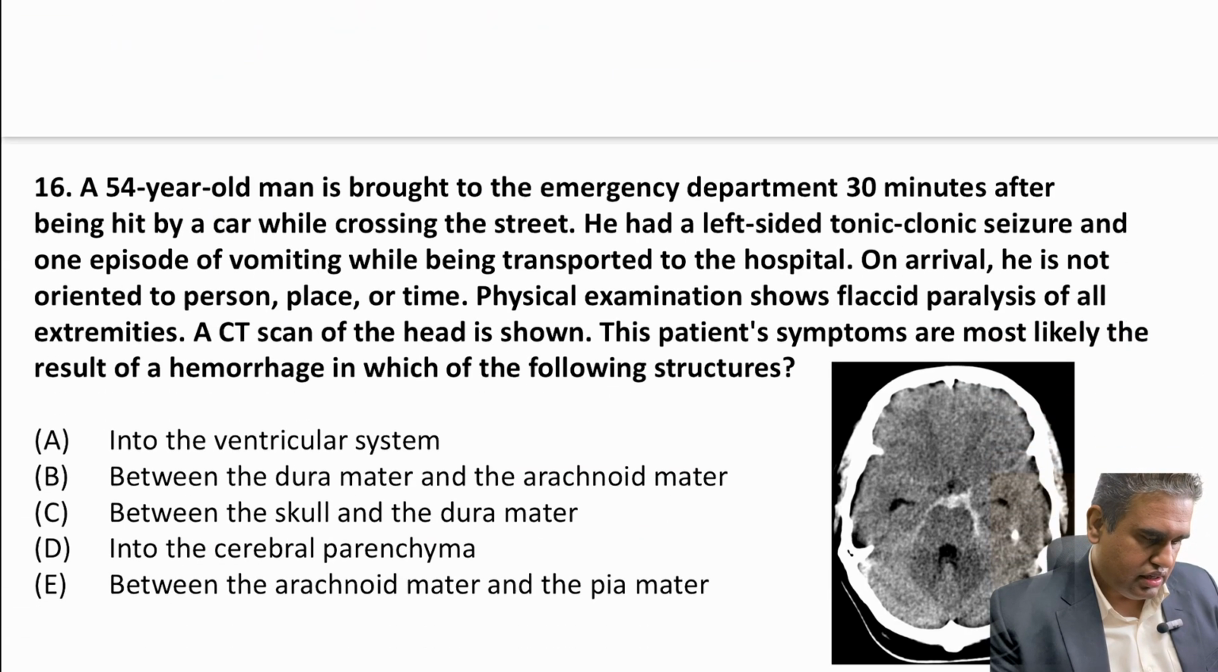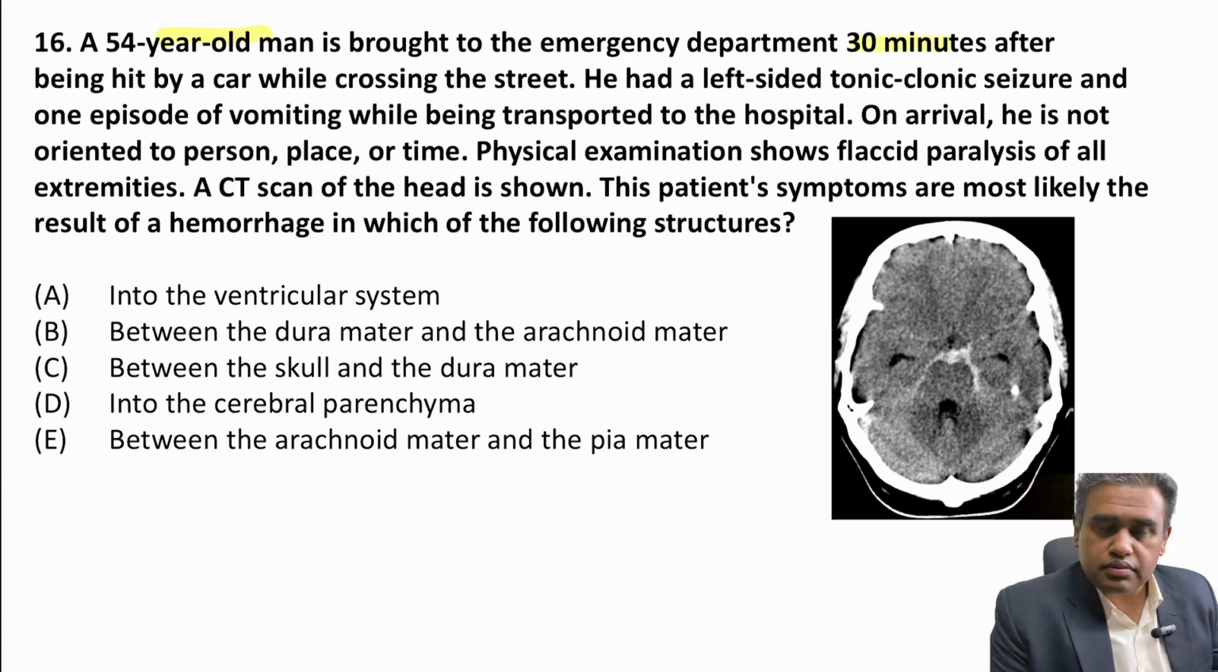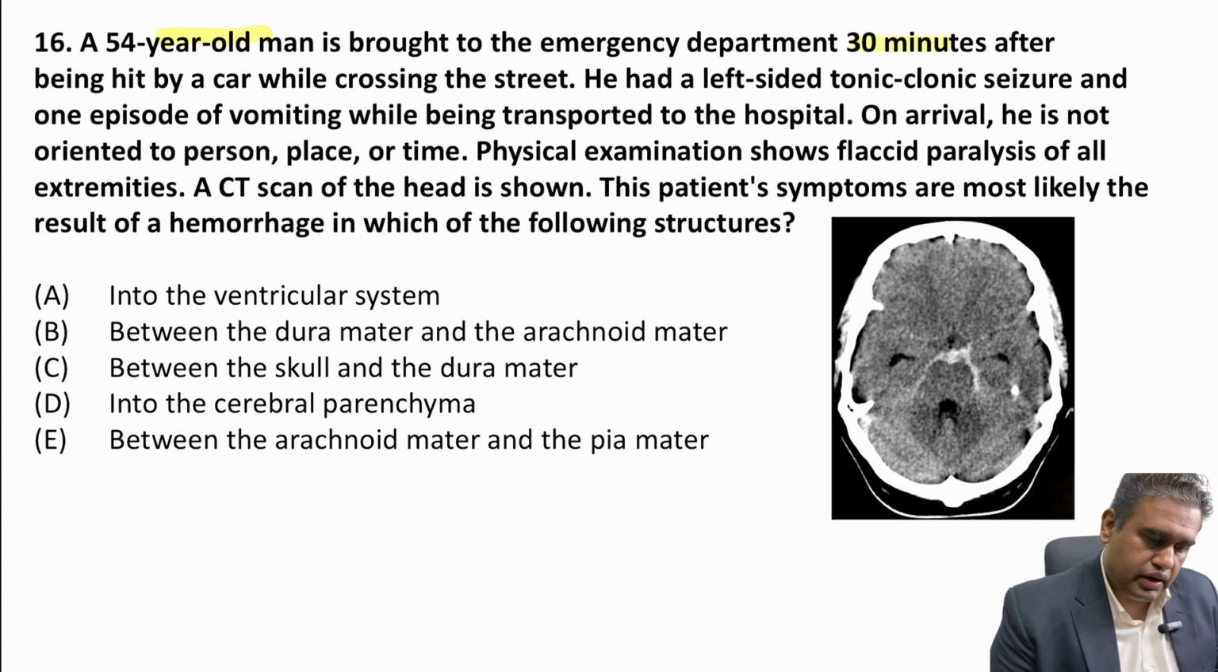The MCQ says that a 54-year-old man is brought to the emergency 30 minutes after being hit by a car while crossing the street. He had a left-sided tonic-clonic seizure and one episode of vomiting while being transported to the hospital. So there is a 54-year-old man and there is a history of an RTA, road traffic accident. He had seizures and vomiting. On arrival, he is not oriented to person, time, place, or person. Examination shows flaccid paralysis of all the extremities. A CT scan of the head is shown over here. This patient's symptoms are most likely the result of a hemorrhage in which of the following structures.